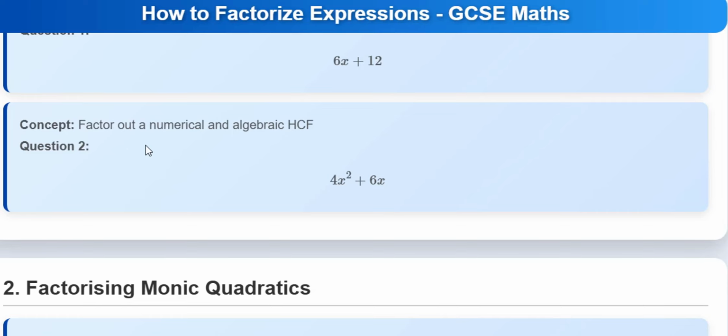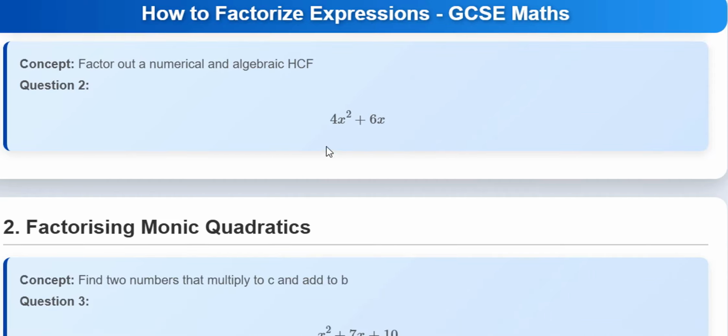We can try question 2, where we are told to factorize 4x squared plus 6x using the highest common factor. In this case, we have numerical values, 4 and 6, and we have x in both terms, 6x and 4x squared. So here we'll find the highest common factor for the numerical values and also for the algebraic variable, which in this case is x. So let me copy this onto my board.